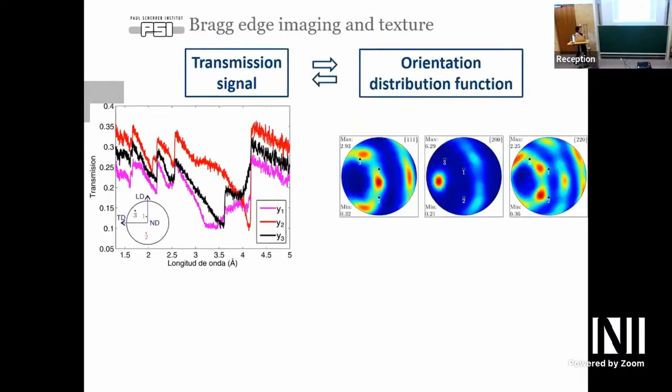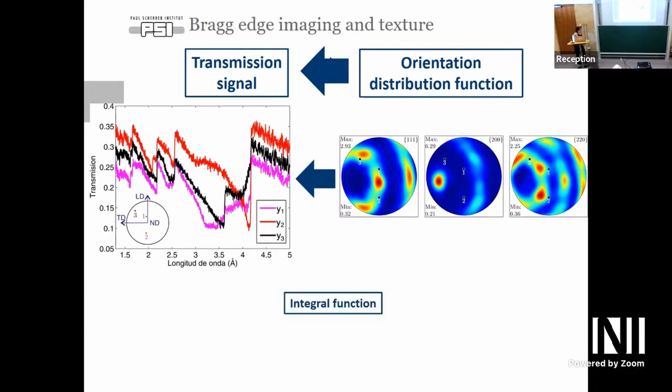Okay, so it's clear now that the transmission signal and the orientation distribution function are linked. And now the point is, can we go from one to the other, and vice versa? Going first in one direction, if we know our orientation distribution function, so we have a full idea of how the texture looks, we can go back and try to simulate the transmission pattern.